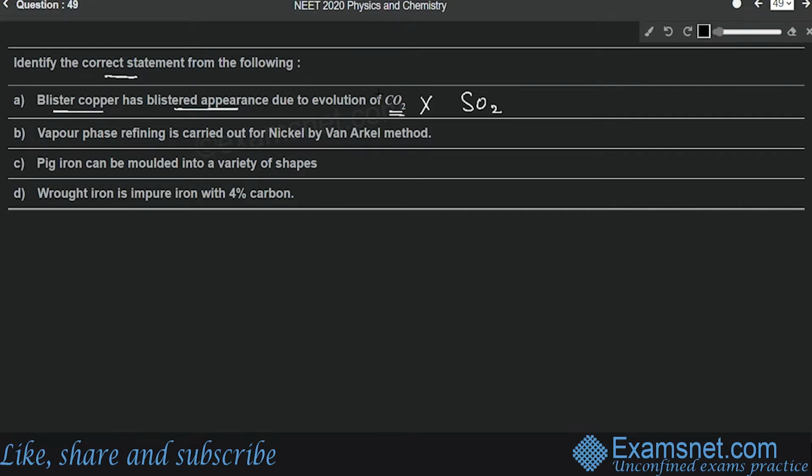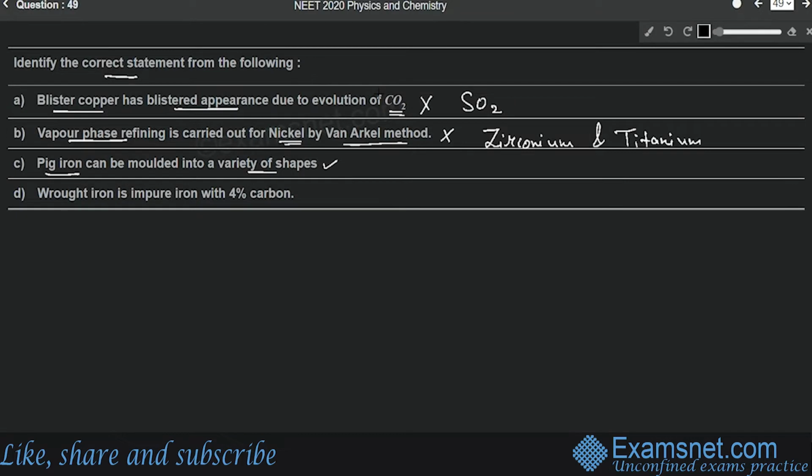Now let's move to the second statement. It says vapor phase refining is carried out for nickel by Van Arkel method. Again, this is an incorrect option because Van Arkel method is used to refine two metals. First one is zirconium and the second one is titanium. So nickel is not the correct option. Now we come to the third statement. It says pig iron can be molded into a variety of shapes. Yes, this is a correct statement.